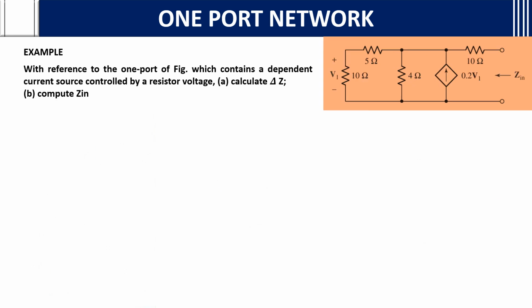Next question, with reference to the one port of the figure which contains a dependent current source controlled by a resistor voltage, calculate delta Z and compute Zn as the value.